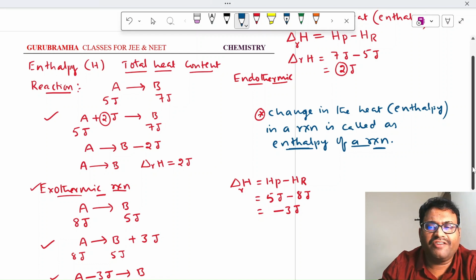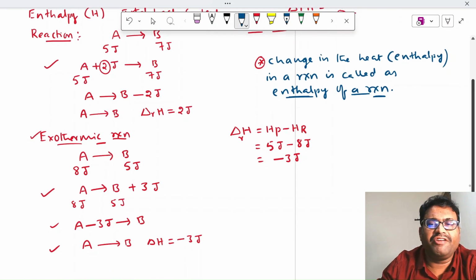So these enthalpies are of different types. When will you call this enthalpy of a reaction something like enthalpy of formation or enthalpy of combustion? See, for every enthalpy, a specific definition is provided. If this enthalpy of reaction satisfies that definition, then it can be called either enthalpy of combustion or enthalpy of formation or enthalpy of solution or enthalpy of dilution. So in this way, there are different types of enthalpies.